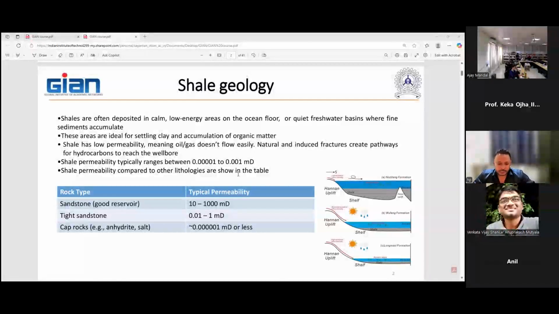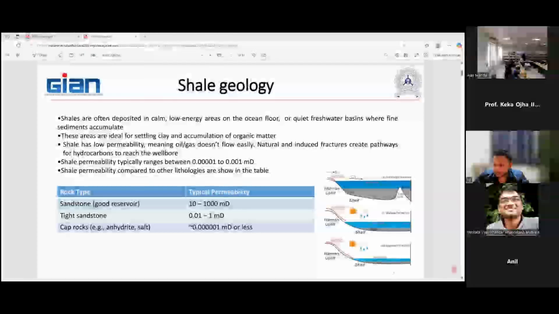You can see that shales are often deposited in low energy areas in the ocean floor or in quiet freshwater basins where fine sediments accumulate. In this picture, those areas are ideal for settling of clay and accumulation of organic matter. As the sea level is rising from one picture to the next, the lower part of the ocean is quiet, so the shale is being deposited on this lower part of the basin.